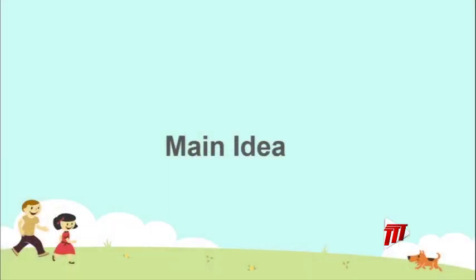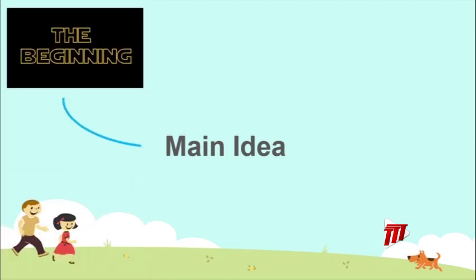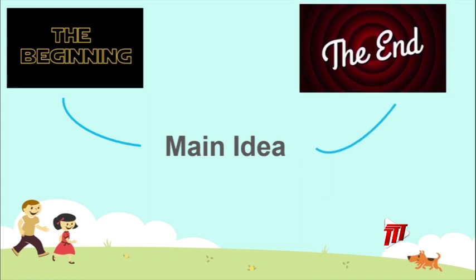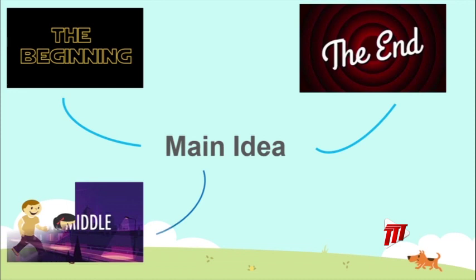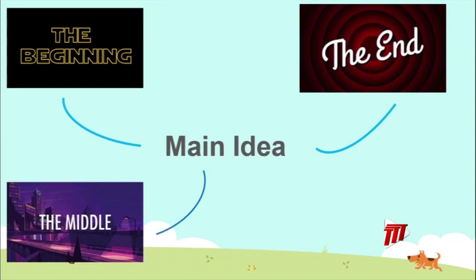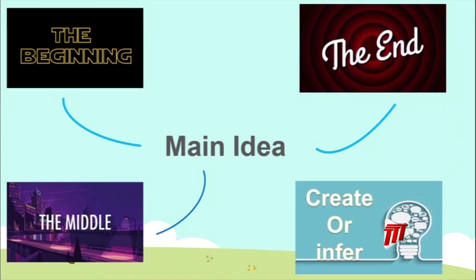In a typical paragraph, there are 4 different ways we can identify a main idea. Sometimes the main idea is found at the beginning of the paragraph, the very first line. Sometimes we find it at the end of the paragraph, the last line. There are times when it can be in the middle. And where we're going to focus some time today is on paragraphs where the main idea is not stated, and we have to create or infer what is our main idea.